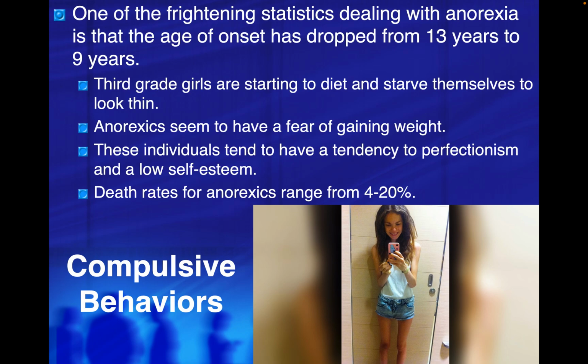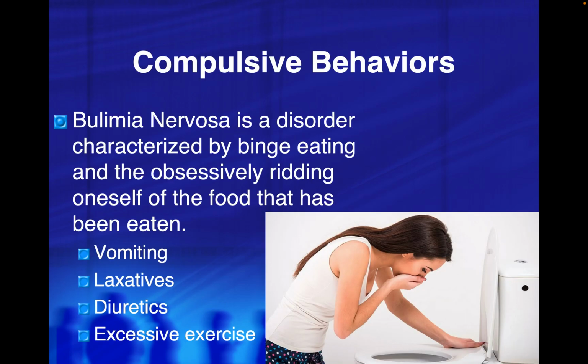Anorexics seem to have a fear of gaining weight. These individuals tend to have a tendency to perfectionism and a low self-esteem. Death rates for anorexics range. This is a death rate for people that have this problem. The death rate is between 4 and 20%.